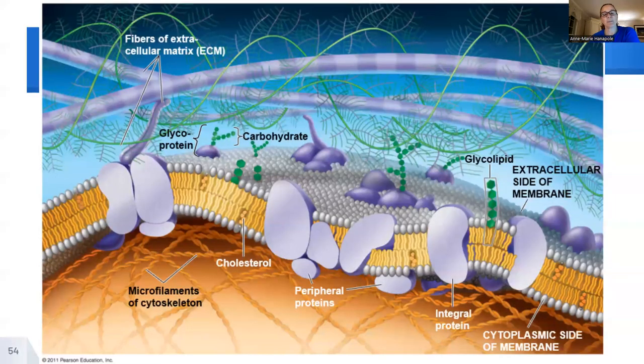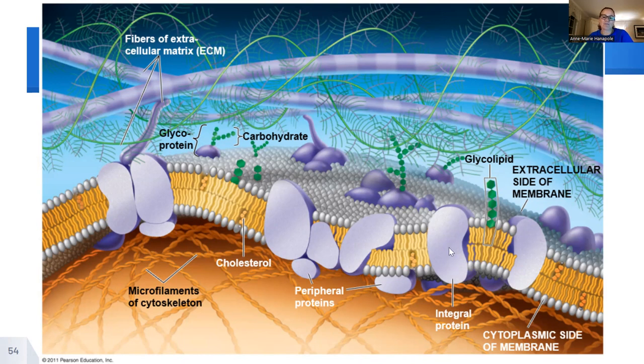And so here you can see a picture of the cell membrane. And so you've got your phospholipid bilayer. You can see your cholesterol molecules embedded in there. And then we've got proteins embedded in there. Some of those proteins are going to go all the way through. And so those are going to be integral proteins because they kind of go into the cell membrane.